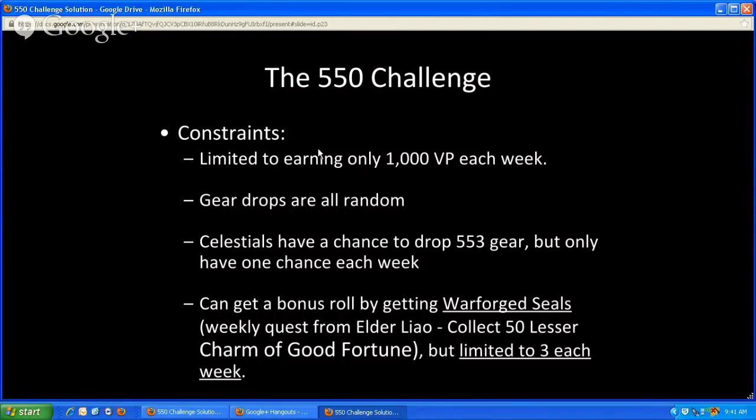The Celestials, again, as I talked about, have a chance to drop the 553 tier gear. But you can only do that once a week. And then also, you can get additional bonus rolls by getting Warforged Seals.